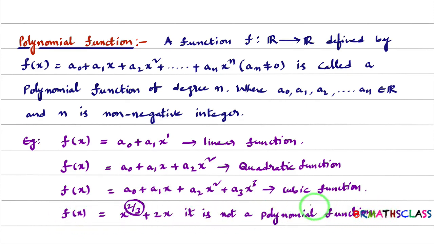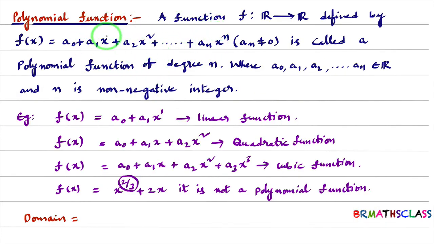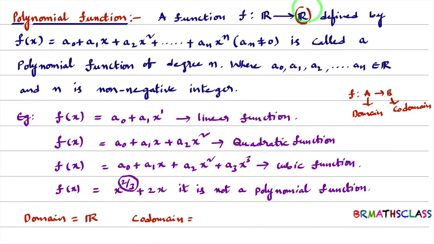Now it comes to the domain, codomain, and range of a polynomial function. What is the domain of this function? We know that if f is a function from A to B, then set A is called the domain and set B is called the codomain. So for this function, what is the domain? The domain is the set of all real numbers. What about the codomain? If f from A to B is a function, B is called the codomain. So here, what is the codomain? The codomain is the set of all real numbers.